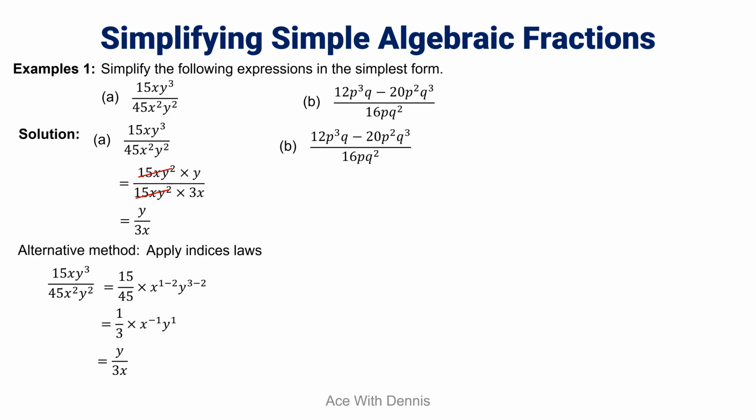For B, 12p cubed q minus 20p squared q cubed over 16pq squared. So what we have to do is we factorize the numerator. For this case, the common factor is 4pq, then multiply by 3p squared minus 5q squared. At the denominator, we can write it as 4pq times 4q. Then we cancel out the 4pq. The answer will be 3p squared minus 5q squared over 4q.